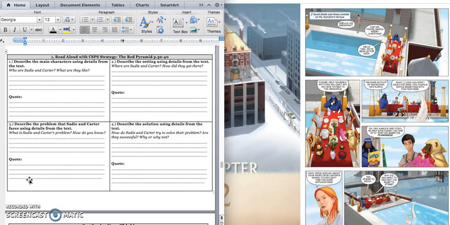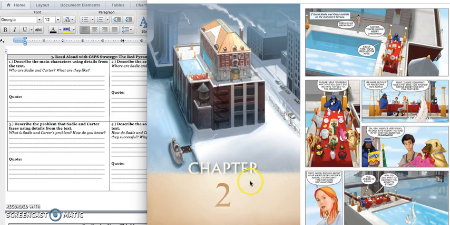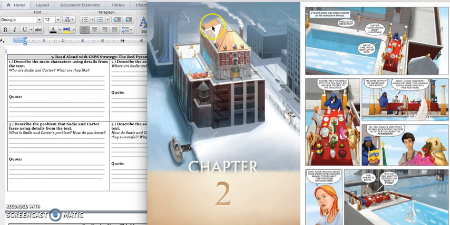All right, go ahead and turn the page in your notes. And we're at the beginning of chapter 2. And we're going to use our CSPS strategy as we're reading chapter 2 so that we can track our thinking. All right, we are going to read this page. We're going to go down, over, down, down, over. All right, we're at Carter's narration at the top of the page.